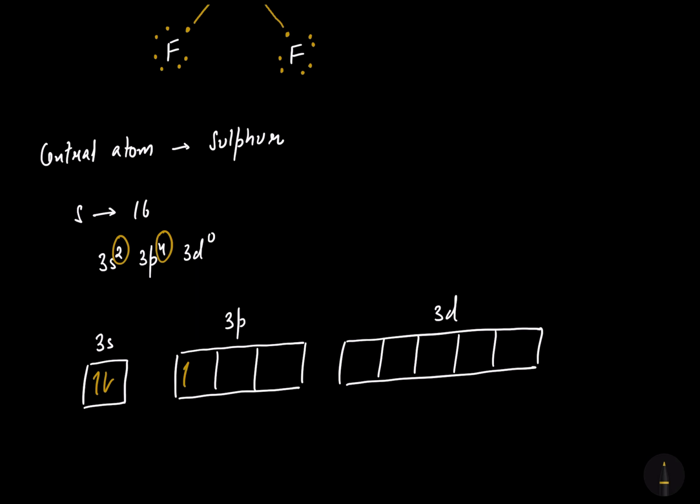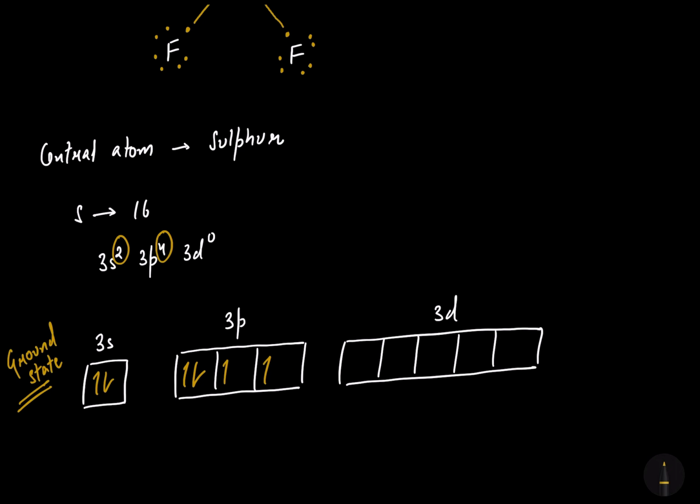The first electron in the first orbital, second electron in the second orbital according to Hund's rule, and then the third electron in the third orbital. Now from the fourth electron the pairing will start. So the fourth electron will be here and that will be the pair. This is called the ground state. So this is the ground state of the electronic configuration of sulfur.